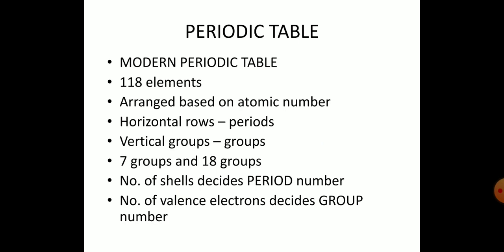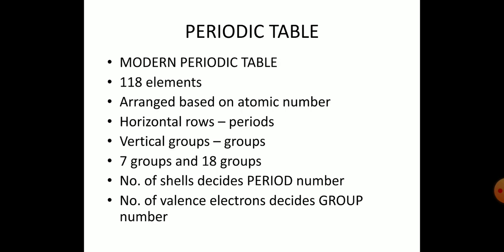Now we have to arrange them in one manner, so we are using the modern periodic table. In this periodic table, we have 118 elements. How are they arranged? They are not arranged in alphabetical order, nor based on metallic properties. They are arranged based on the atomic number. Atomic number means the number of electrons present in each element.